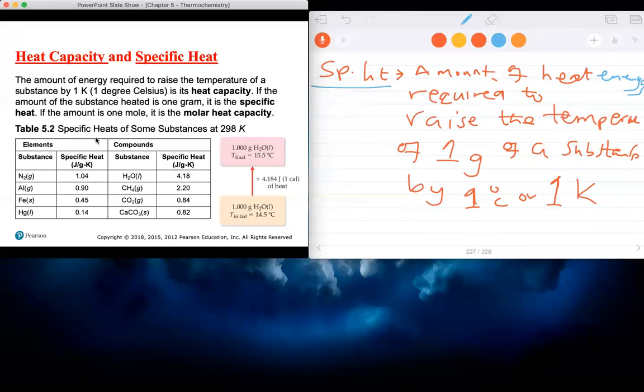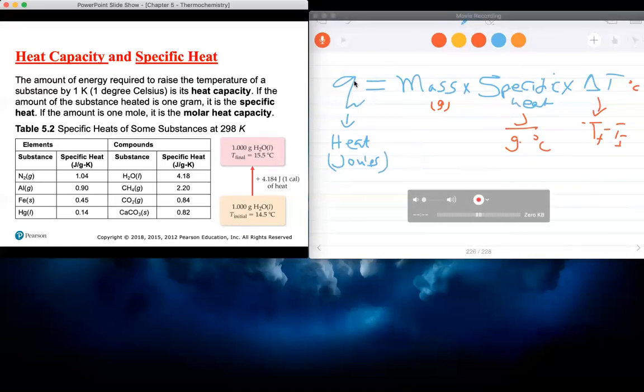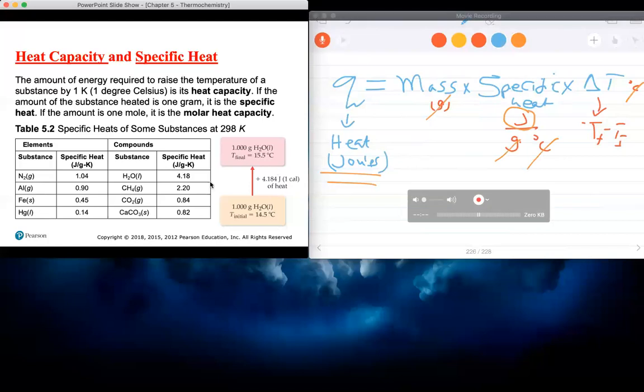Here is table 5.5, specific heats of just a few selected substances. If you look here, the specific heat is given in joules per gram Kelvin. This is multiplication, and that is why in this equation, I gave you that the units will always be in joules, because grams and grams will go away, and degree and degree will go away. You are left with only joules.